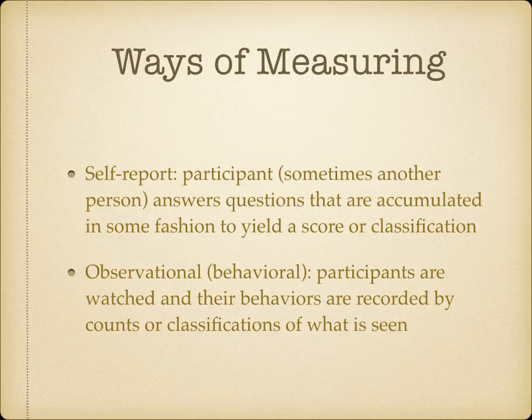Observational, that's when participants are observed and their behaviors are recorded by counting the number of times they do things or classifications of what we see them do or how we see them make choices and that kind of thing. And in so doing, come up with a measure of that person based on our observations.